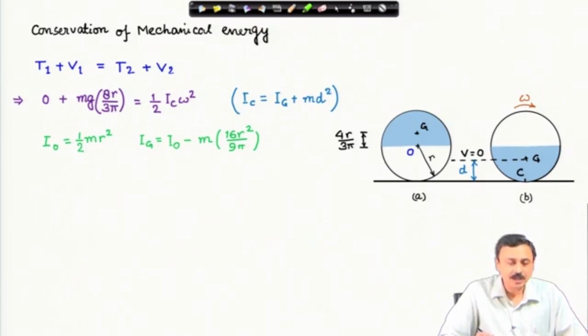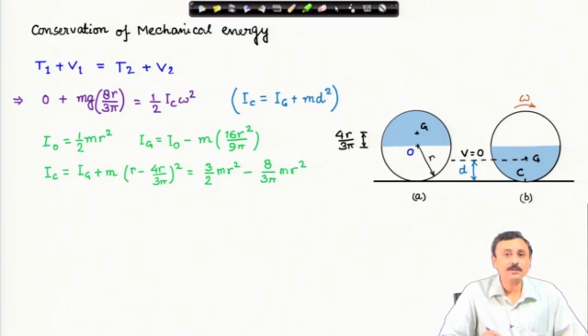Here we need to calculate the moment of inertia about C. We note that about O, for a semicircular disc, the moment of inertia through an axis perpendicular to this screen, that moment of inertia I_O, is half m r square. Using the parallel axis theorem, I can find out the moment of inertia about the center of mass. Note the sign, because we always use the parallel axis theorem from the center of mass. Extending this, I can find out the moment of inertia about C by again shifting from the center of mass. I_C is I_G plus mass of the semicircular disc times the distance CG square, and CG is r minus 4r by 3 pi. Actually, this is this distance d that I have indicated in the figure.